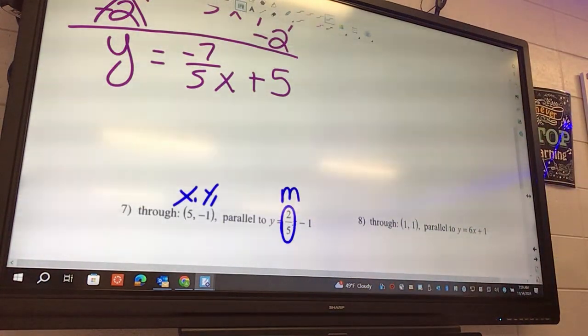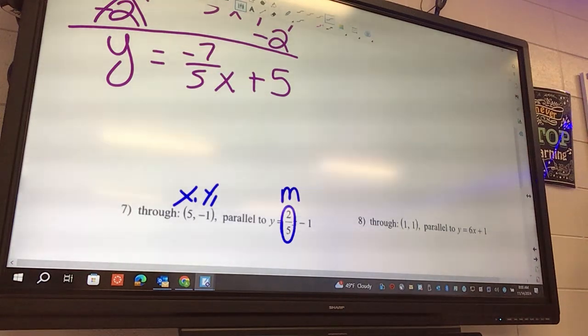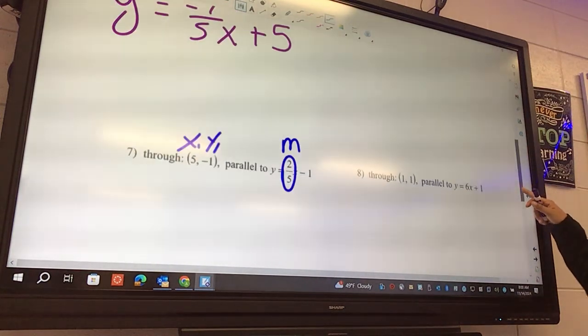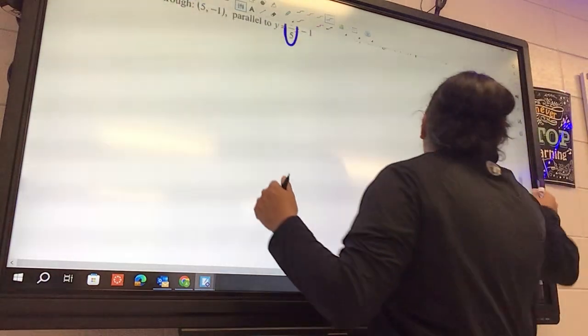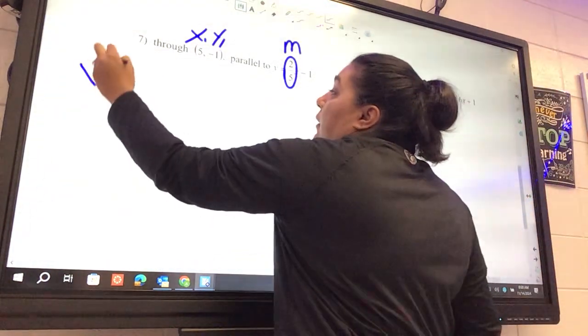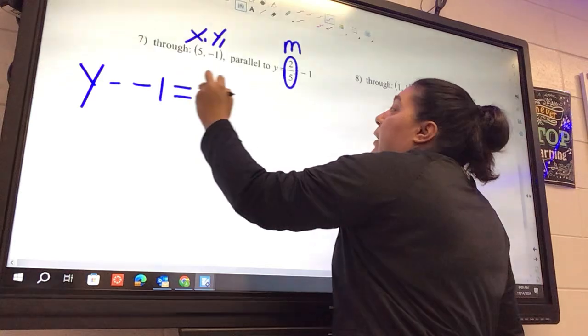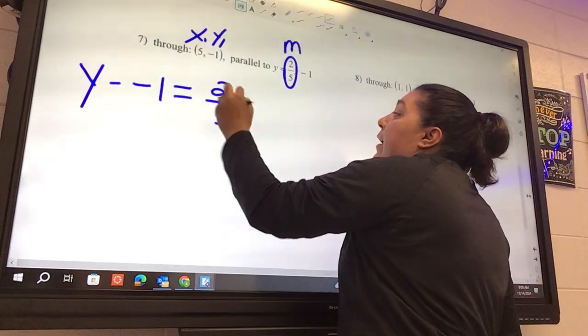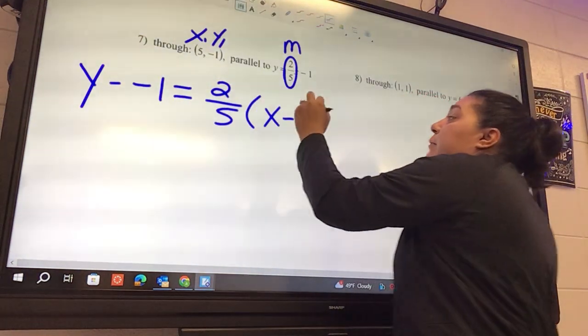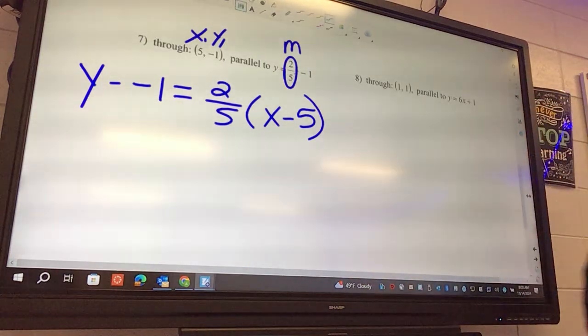Okay, 7, I'm going to go ahead and label x1, y1, and my m. Okay, is this parallel or perpendicular? Parallel, so we're going to keep the slope the same or change it? We're going to keep it the same. So we're going to say y minus my y1, which is -1, equals my m, so 2 over 5, x minus my x1, which is 5.